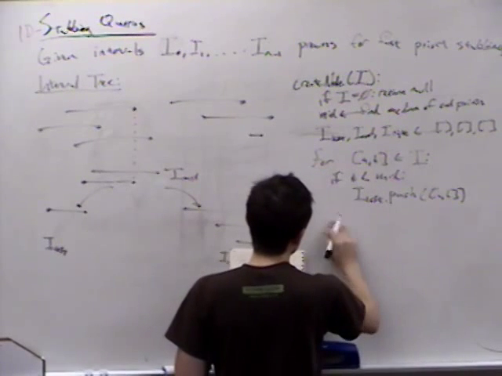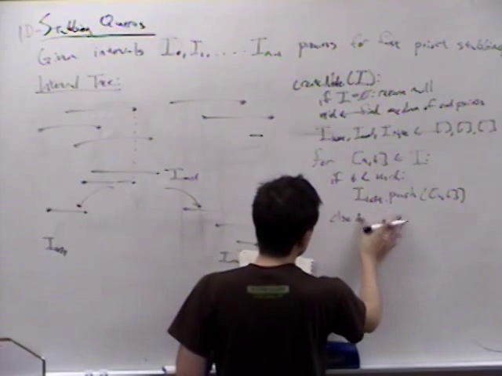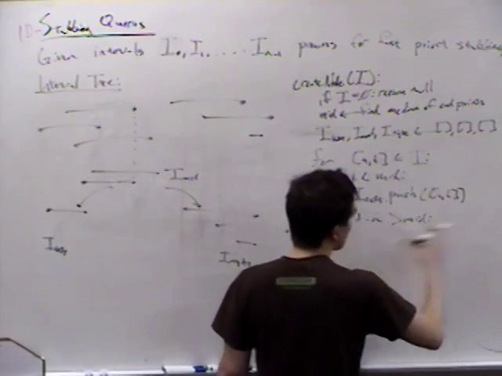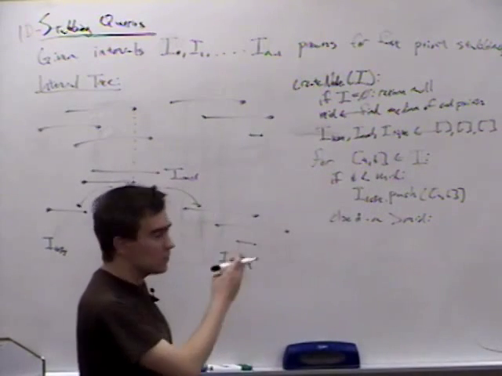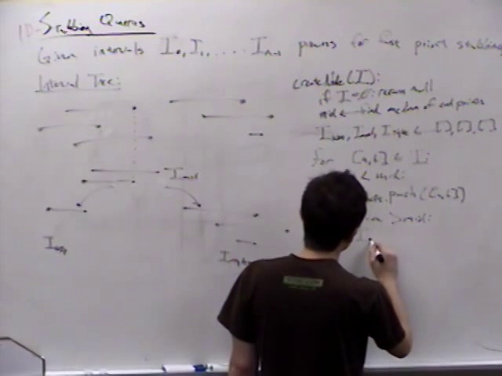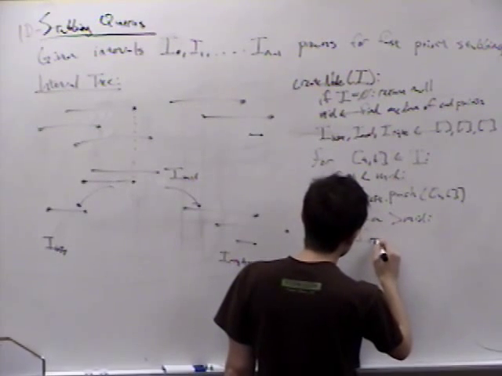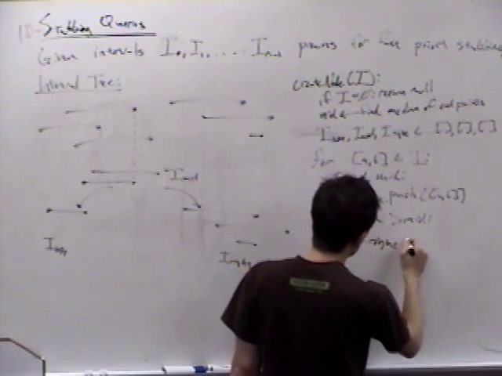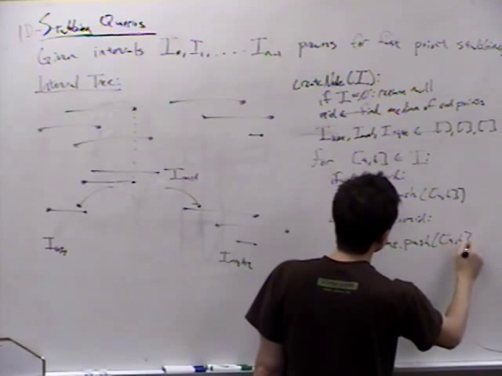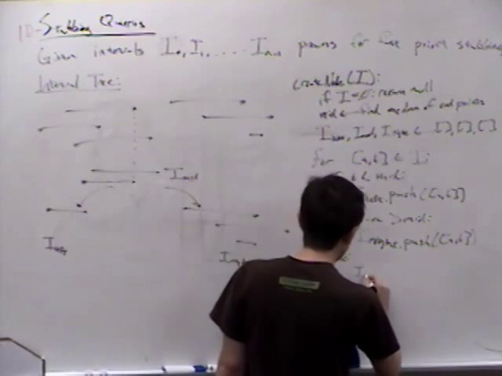Similarly, else if a is greater than mid, so it's to the right of the whole split point that we've selected, then we're going to store this interval in I right. Otherwise, we're going to stick it in the mid interval.